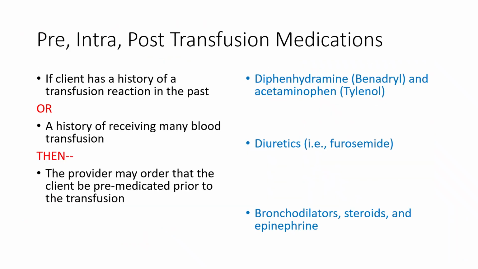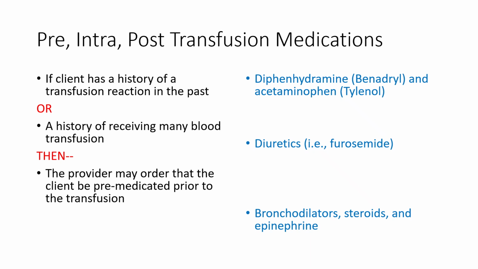Let me ask you this. Is a previous transfusion reaction an absolute contraindication to receiving a blood transfusion? Absolutely not. If a patient has a history of a transfusion reaction in the past or a history of receiving many blood products in the past, then the provider may pre-medicate the patient prior to the transfusion. For your mild to moderate transfusion reactions, you may give Benadryl and some Tylenol. Diuretics may be prescribed. Steroids, bronchodilators.